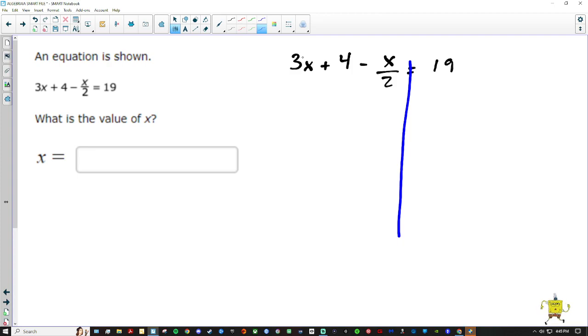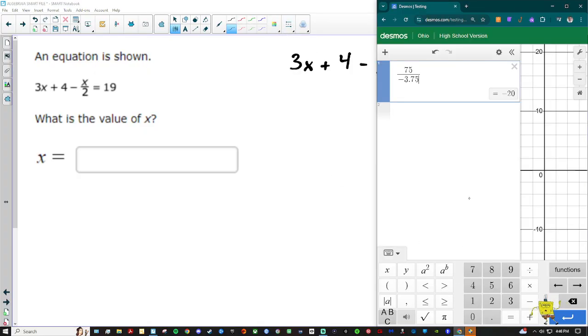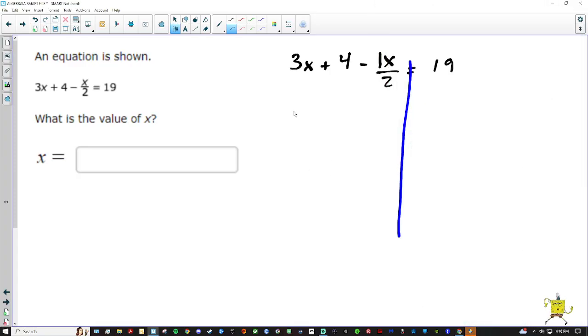Waterfall. I look on the left side. I try to see, do I have any like terms? And I do. One thing to know is when I have negative x over 2, this is a negative 1/2 x. There's an invisible 1 there. So I can do 3x minus 1/2 x. Those are like terms. So 3 minus 1/2 is 2.5. So 2.5x plus 4 equals 19.